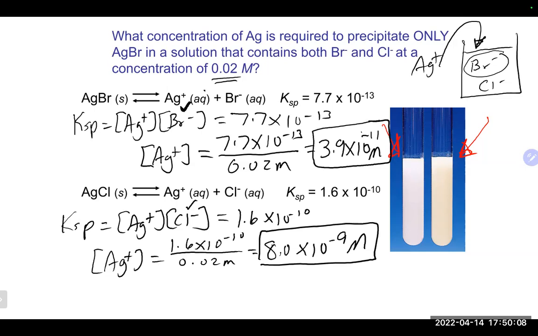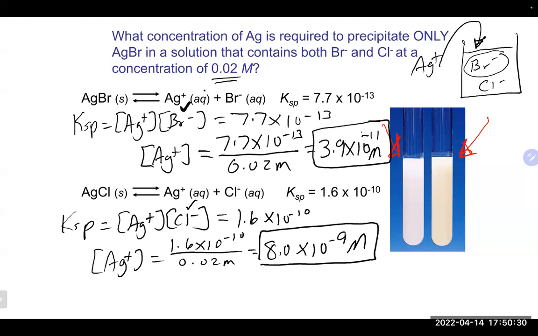So that number there represents the minimum concentration of silver that we need to actually start to see the silver chloride come out. So in this case, that number is larger, yes, than the amount of silver that we need for the bromide, which is why the question is worded like that. We'll get the bromide out of there first.